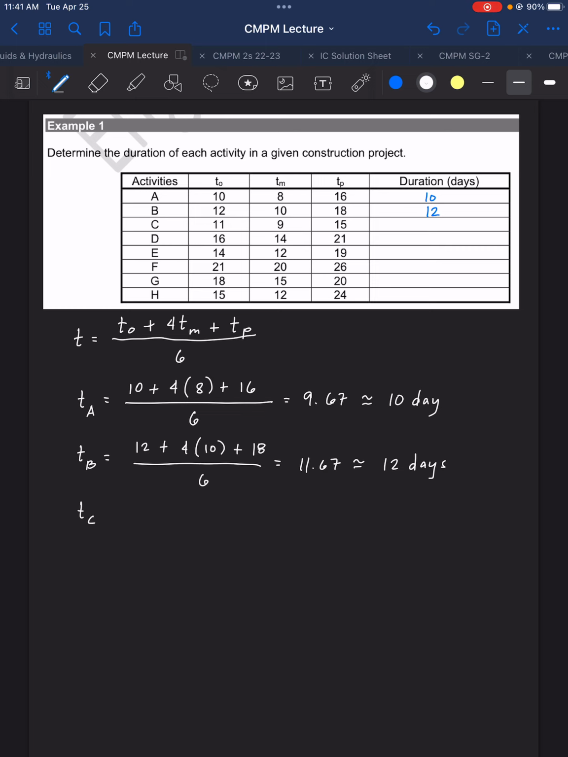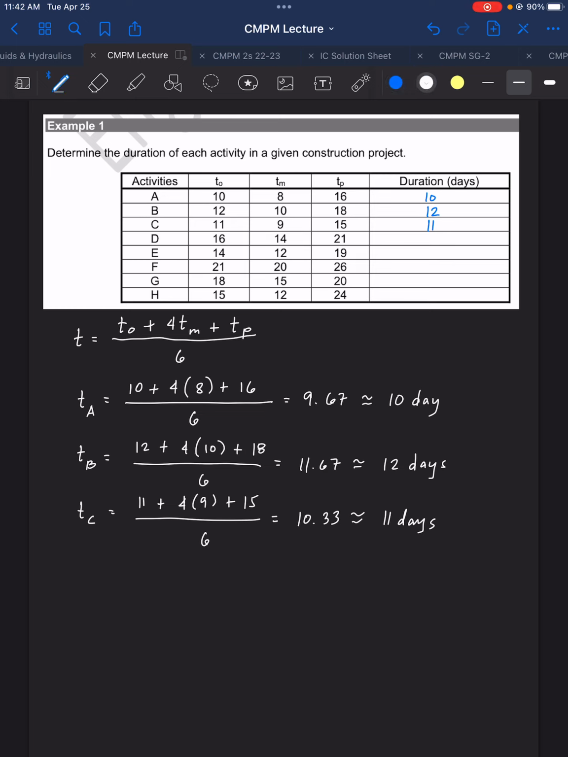Next, we have the time for C. We have there 11 plus 4 times 9 plus 15 divided by 6, that is 10.33. So how many days is 10.33? We will put here 11 days. Okay, so we have a surplus of 0.33 days, and we will consider that as an extra day. Therefore, instead of putting here 10 days, we will put here 11 days.